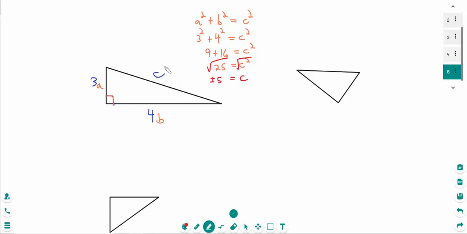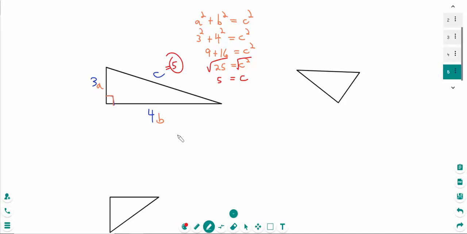Would it make sense to say that the length of this side is negative 5? Absolutely not. That does not make sense because we're talking about length here. You can't have something that's negative 5 units long. So that answer simply doesn't make sense, and we can just select the positive answer and say that C has to be equal to 5. So that is the length of C. It's 5. Pretty straightforward.